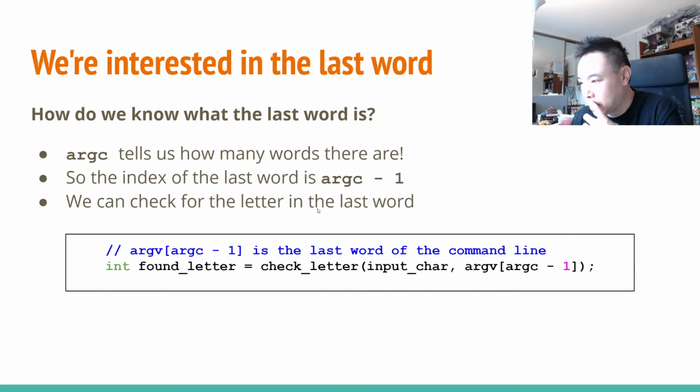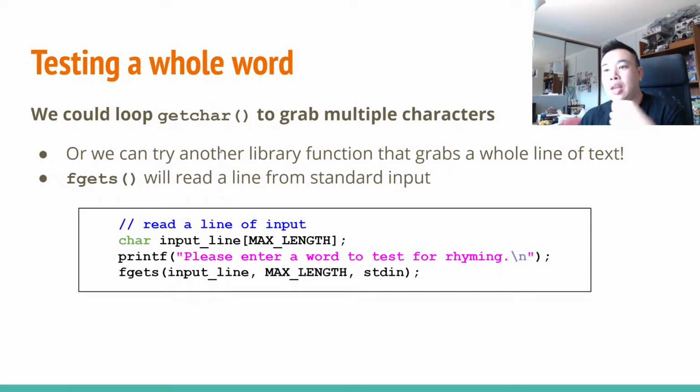talking about the last word in argv, I think I've already spoken about what's in this slide. So, if we're going to test a whole word instead of just individual letters, because we want to see whether a word matches another word to see if they rhyme, we could, if we wanted to, loop getchar and get individual characters, but what we're going to do is use fgets. I've talked about fgets earlier in the lecture, but we can use fgets to get an entire line from standard input, which should be enough to get us the word that we want to rhyme with.